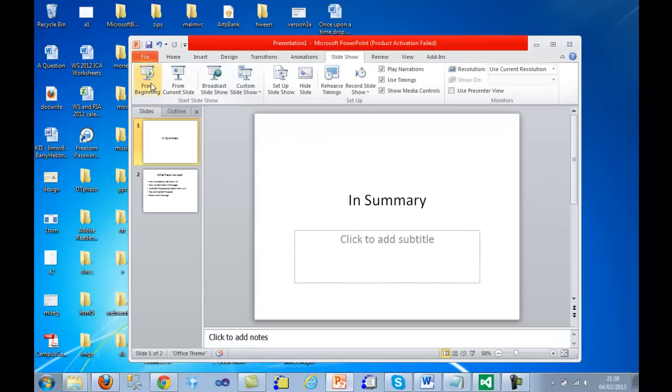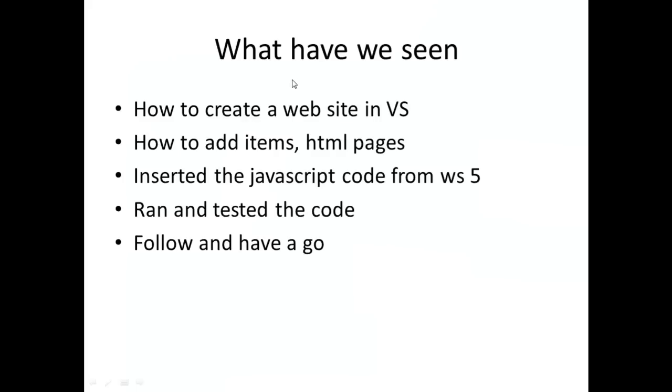So what have we done? In summary, I've shown you how to create a website in Visual Studio, how to add items, in particular how to add HTML pages. We've inserted some JavaScript code out of the worksheet into the HTML pages. We've ran and tested the code. What I'd like you to now is follow what I've done, have a go, play with the JavaScript, experiment.